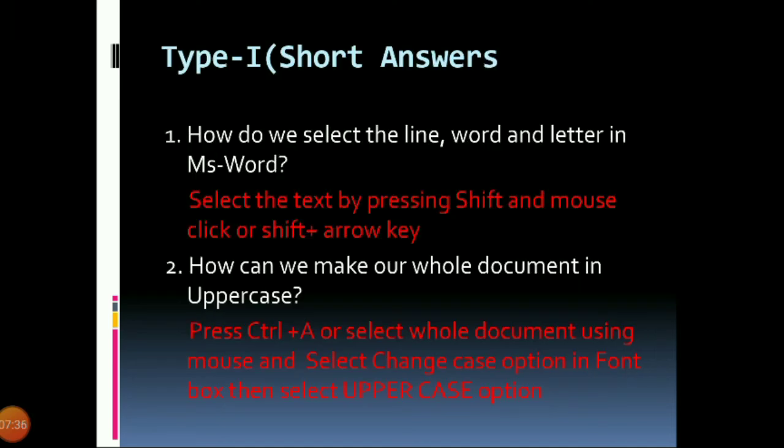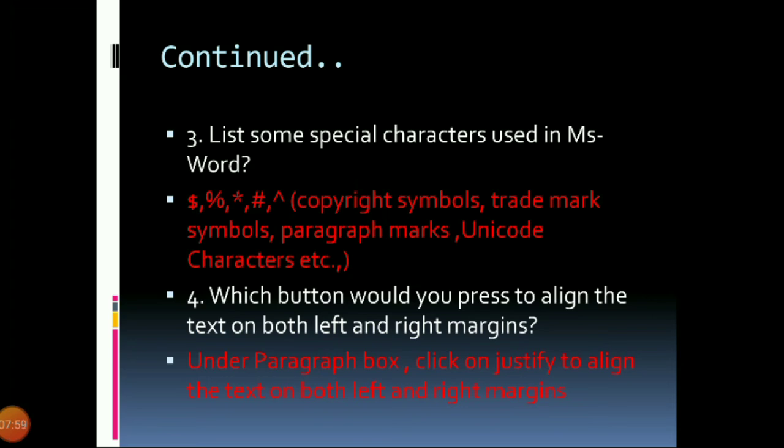Next, short answers. How do we select the line, word and letter in MS Word? Select the text by pressing shift and mouse click or shift plus arrow key. How can we make our whole document in uppercase? Press Ctrl A or select the whole document using mouse and select change case option in font box. Then select uppercase option. List some special characters used in MS Word: dollar, percentage, hash, star. These are the special characters.